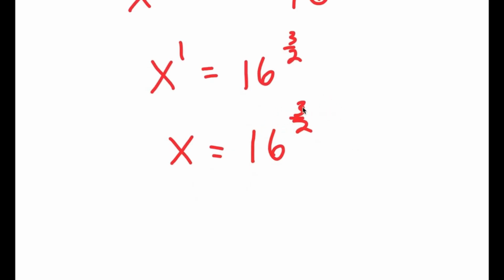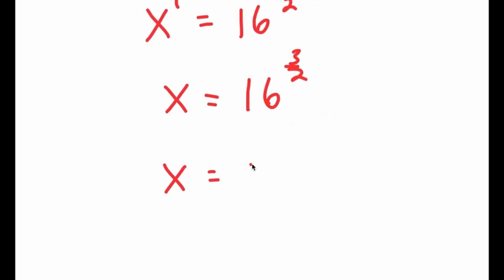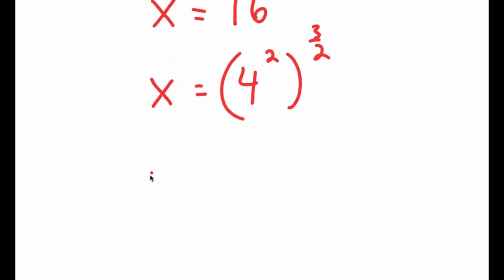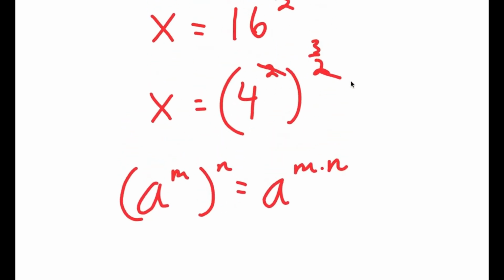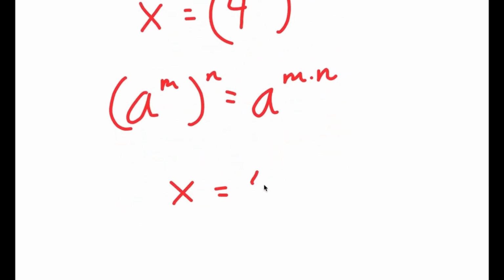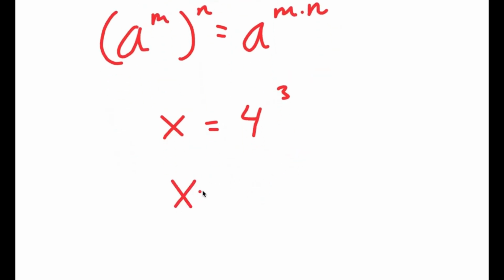16 to the power of 3/2 is the same thing as (4 squared) to the power of 3/2. And again, if I have something in the form a to the power of m to the power of n, this is equal to a to the power of m times n. So these two cancel out, and I get x is equal to 4 to the power of 3, and 4 to the power of 3 is equal to 64. So I get x is equal to 64.